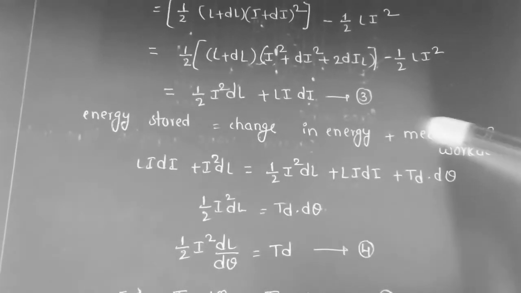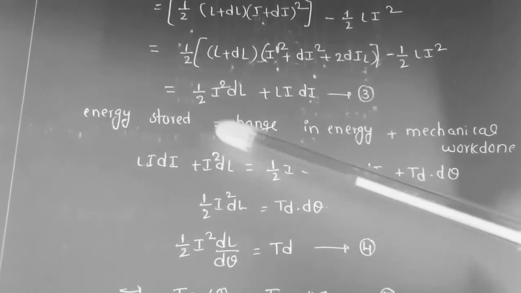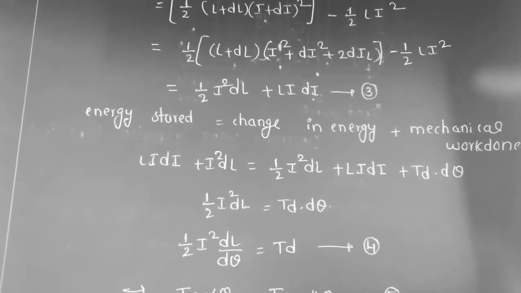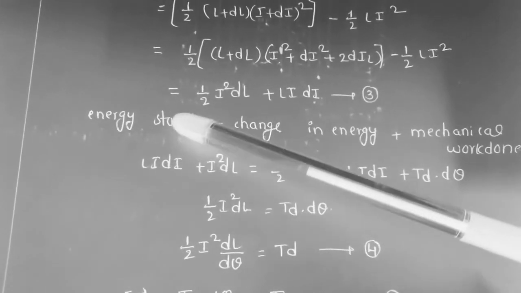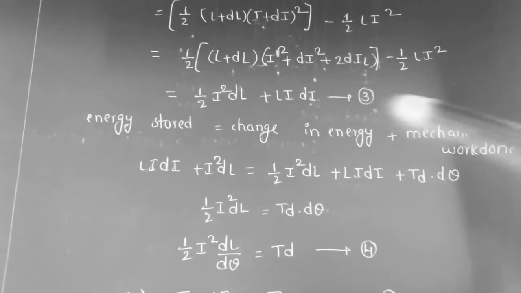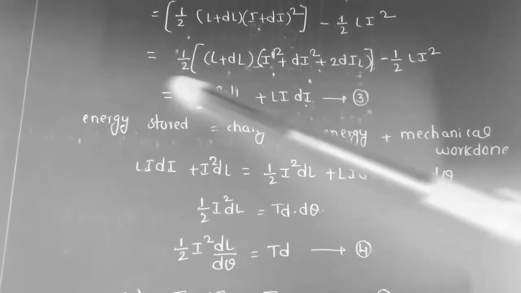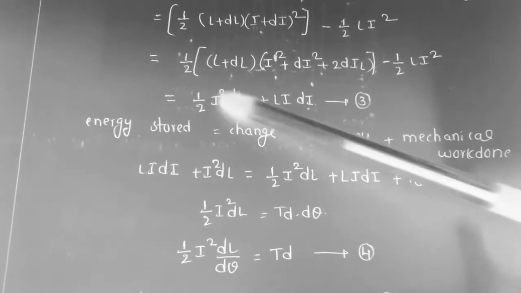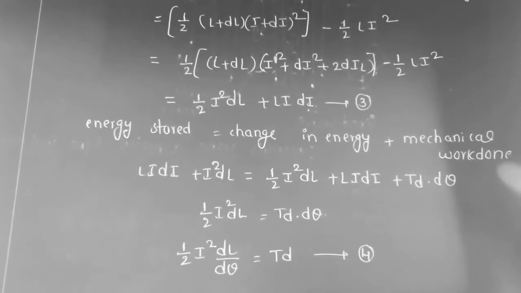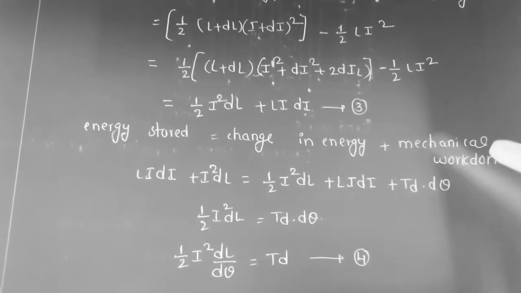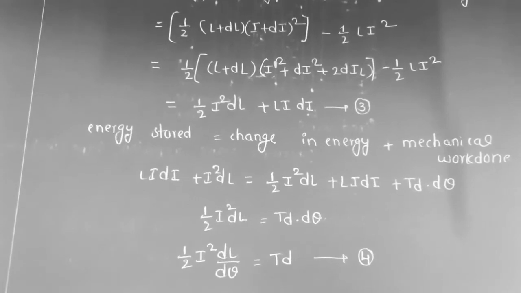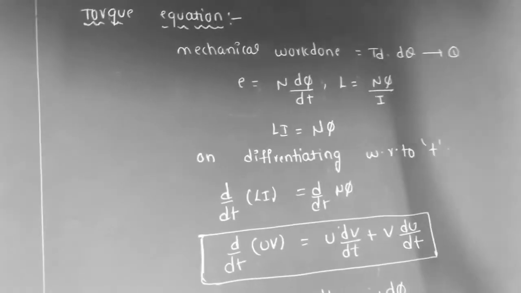That is the energy balance equation. For energy stored, there is inductance in the moving iron instrument because of the coil. The energy stored in the moving iron instrument is half L i square. Remember this equation at the time of starting. To write the deflecting torque equation, first we go to energy stored equals change in energy plus mechanical work done, the law of conservation of energy. After that we go for the derivation of the deflecting torque of the moving iron instrument.